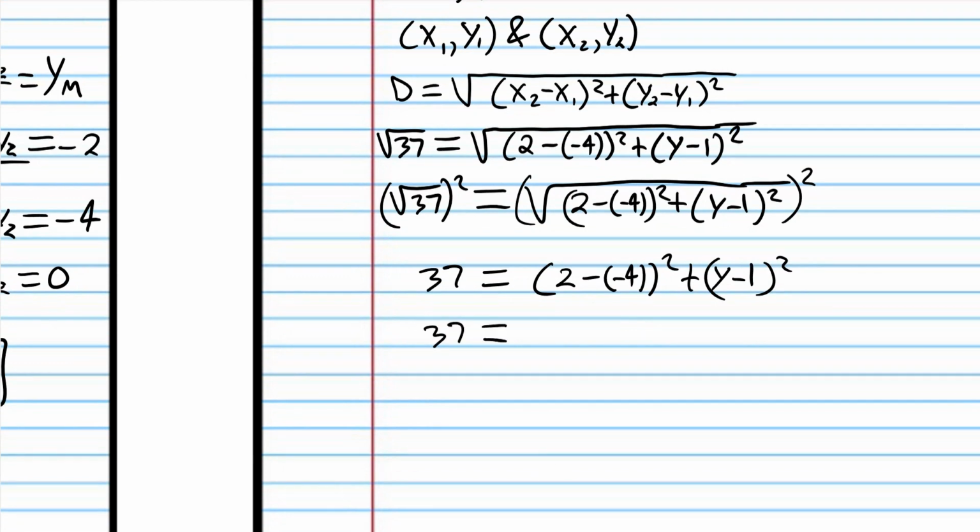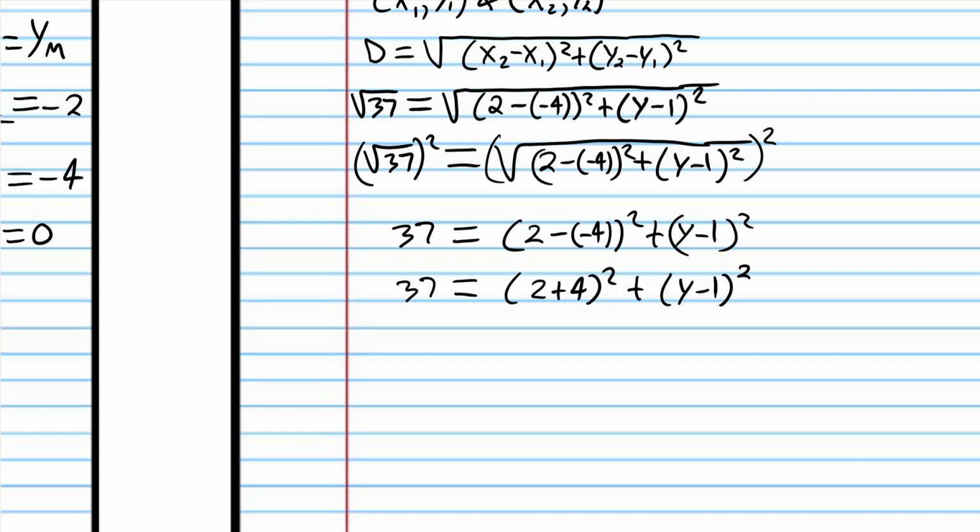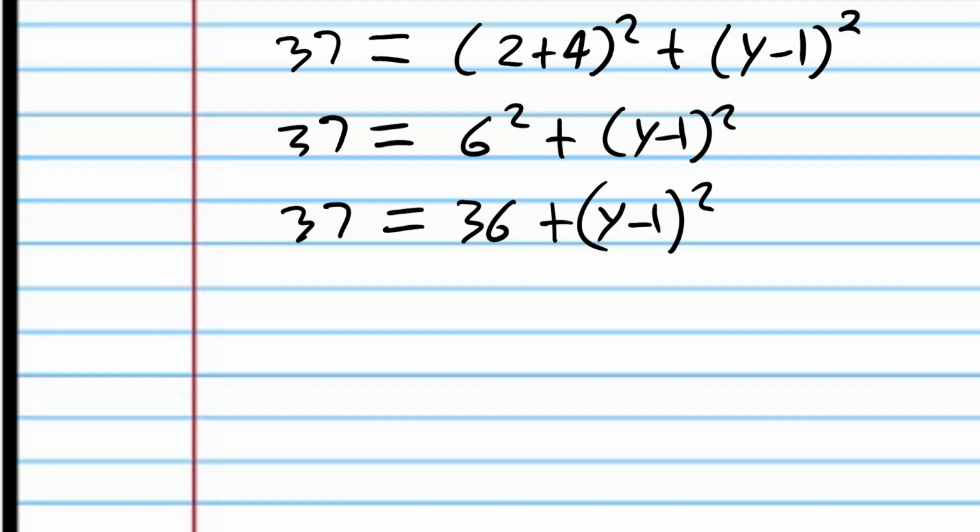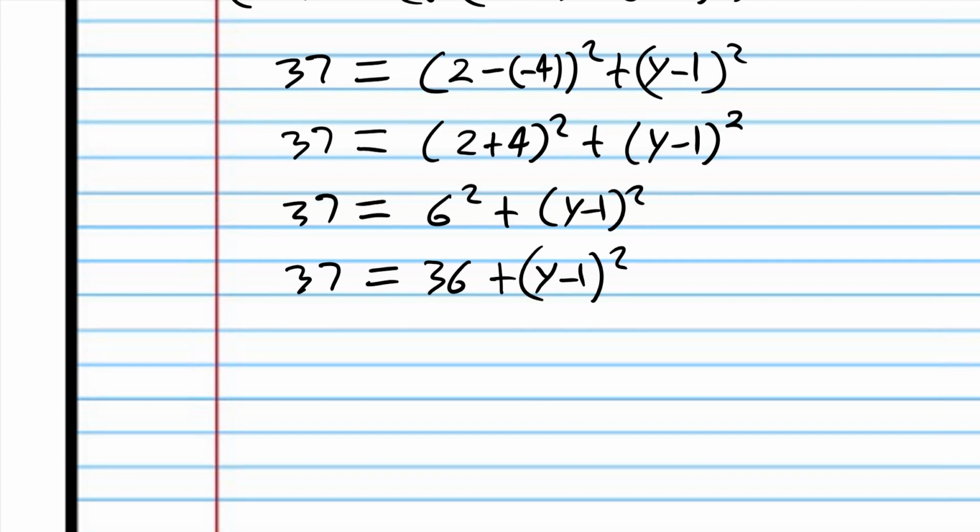So now 2 minus -4 is 2 plus 4. And you don't have to show all these steps. Like I said, I'm just going very slow here just to be absolutely sure you see what's going on, because these are challenge problems. And we have 37 is equal to 4 plus 2, which is 6. And that would just be 6 squared is 36. All right, so at this point, we have an equation with squares.